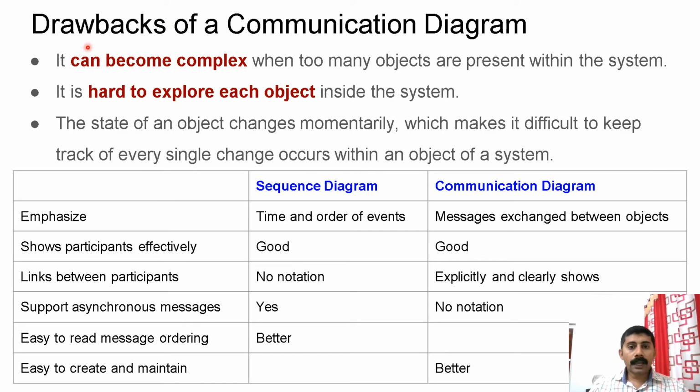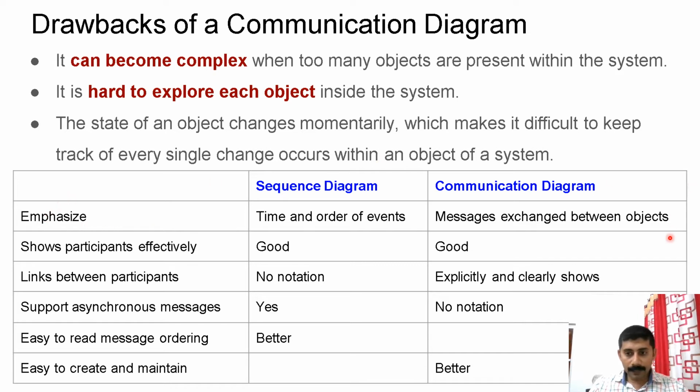Let us see the drawbacks of a communication diagram. It can be very complex when there are too many objects. It is hard to explore each object inside the system. The state of an object changes momentarily, which makes it difficult to keep track of every single change that occurs within an object of a system. So state transitions cannot be tracked effectively.